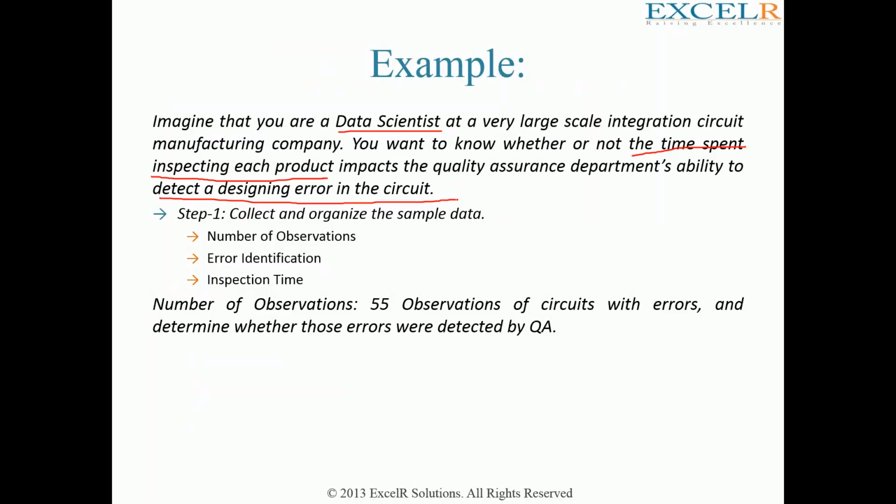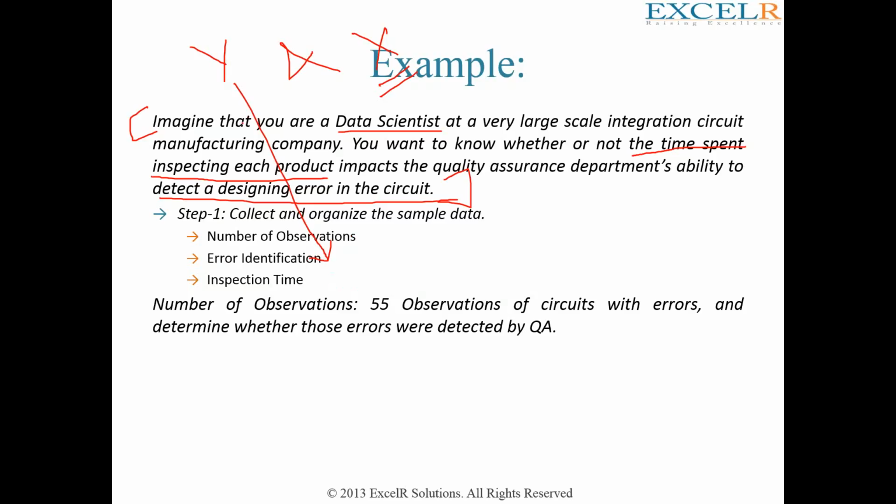Can someone say what is my Y and what is X here? By reading these full lines. Can someone say what is Y and what is X? Y is the ability to detect an error and X is inspection time. That's absolutely right. So you're saying that Y is the ability to detect an error.